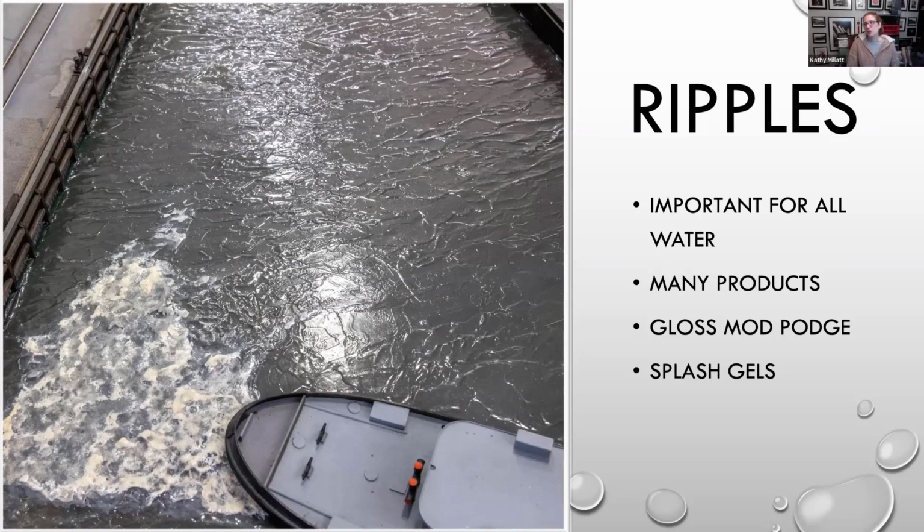Now, I tend to use Gloss Mod Podge, as I mentioned in the last section on the ripples, because it doesn't re-wet as easily. It's a little bit more firm. I also use it when I want fine ripples.